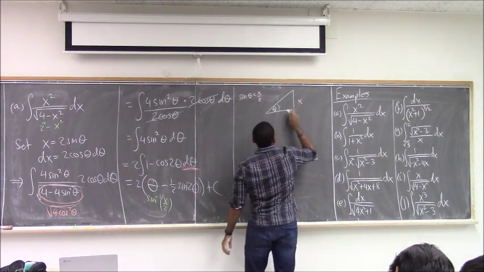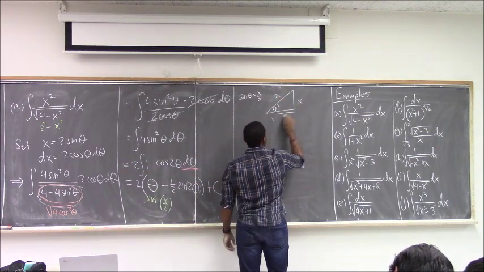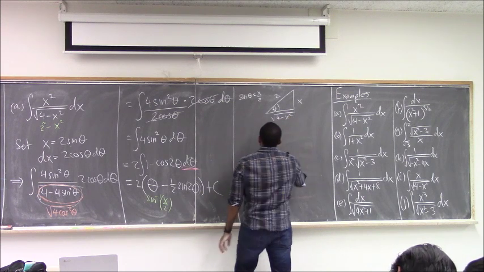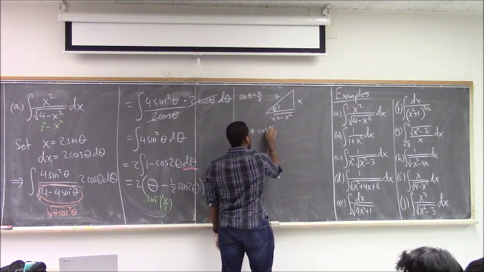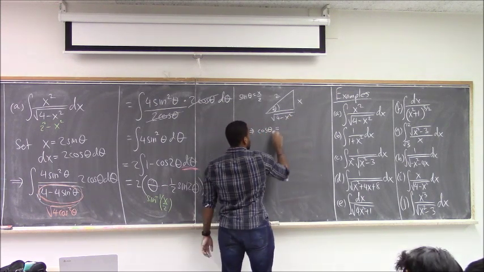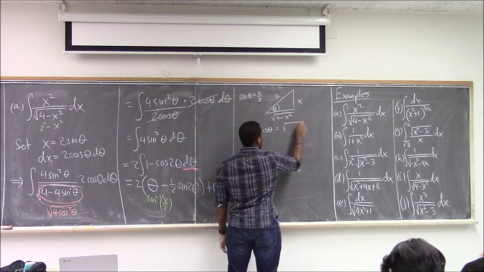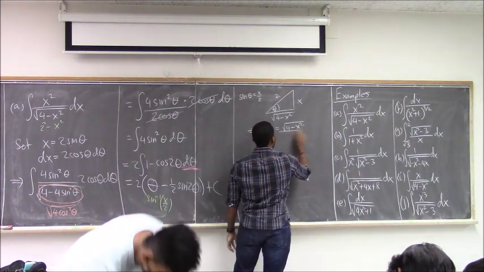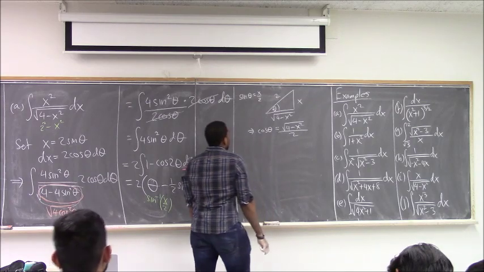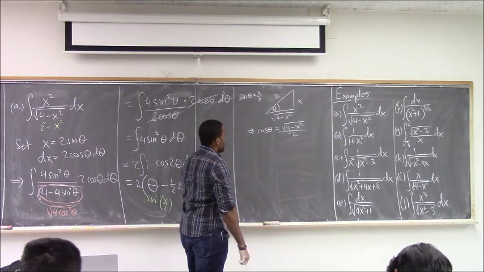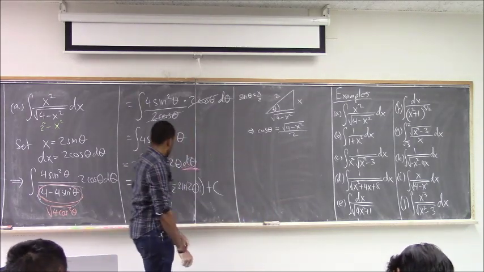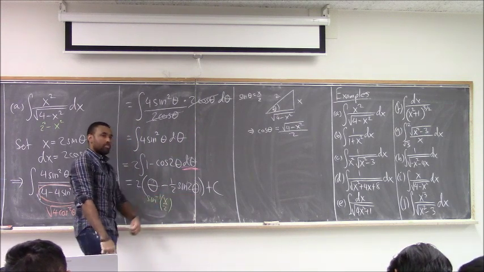That is opposite over hypotenuse, which means this is going to be square root of 4 minus x squared, which means I can figure out what cosine theta is, for example. Cosine theta is going to be adjacent over hypotenuse. So my sine theta is x over 2, my cosine theta is that. Can we figure out this guy?